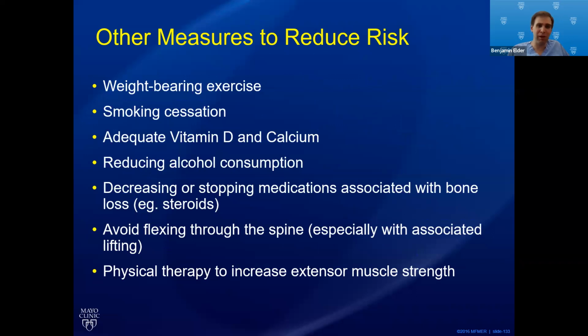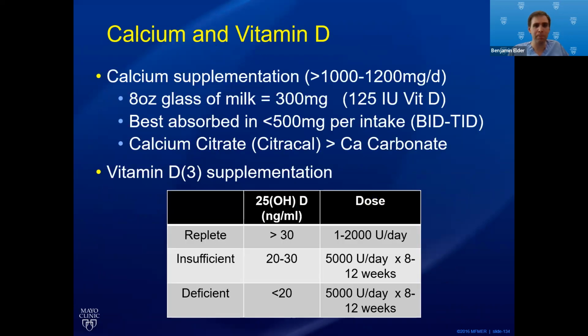Again, we need to make sure the patients do other measures to reduce risks, such as weight-bearing exercises, smoking cessation, adequate vitamin D3 and calcium, reducing alcohol consumption, stopping medications or decreasing ones associated with bone loss, such as steroids, although that's not always possible in our patients. And after surgery, avoiding flexing through the spine, as well as even beforehand, to decrease their risk of vertebral column fractures. And then physical therapy to increase their extensor muscle strength.